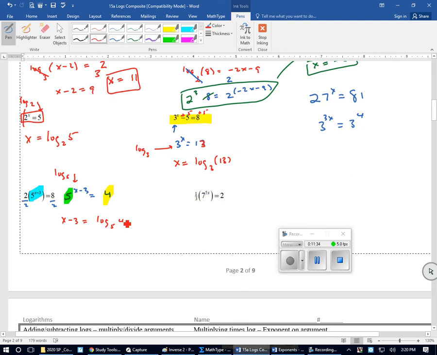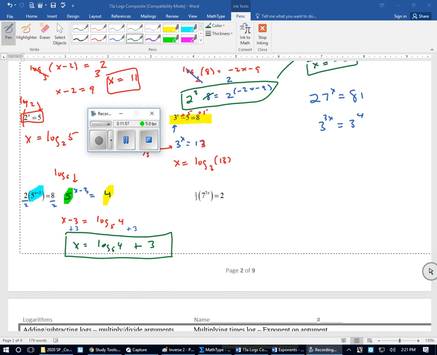Not quite finished yet. One more step I have to take. Add 3 to both sides. And I can't add logarithms and numbers together, so I have x equals log base 5 of 4 plus 3. Once again, to solve a base, I'm going to use a logarithm, but I have to get the base by itself by multiplying both sides by 3.